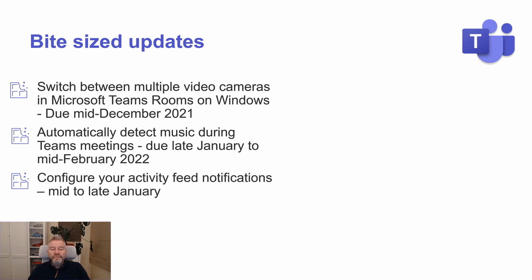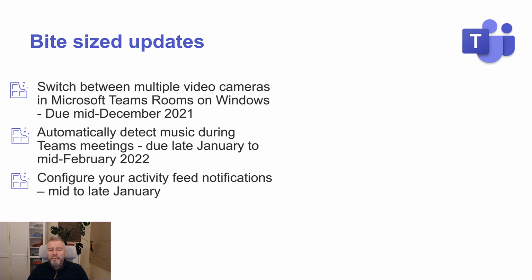What else we got? Configure your activity feed notifications, mid to late January. In that developer preview that I showed you earlier, I've already got this, and it means that you can turn off the notifications for the reactions to things. They take up a lot of space, a lot of noise. There's a few other bits to do that as well. If you're interested, check out the blog, you'll see more information on that.